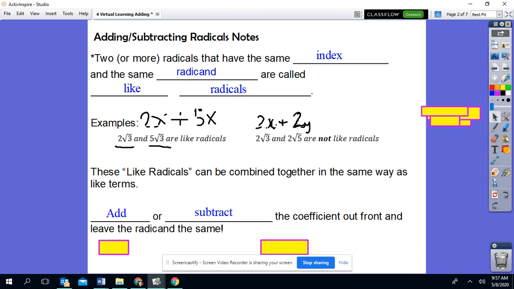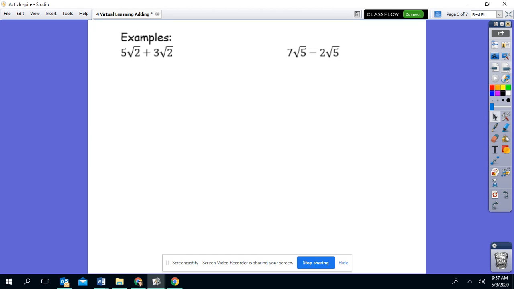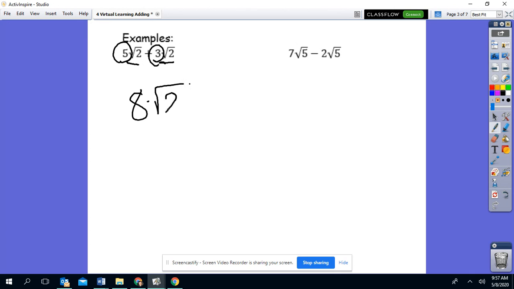So let's look at what these examples actually look like. Here are 2 really simple ones. We've got 5 times the square root of 2 plus 3 times the square root of 2. The square root of 2 is the same in each radical expression, so all we do is add the number out front. We're going to add the 5 and the 3. So we have 8 times the square root of 2. And that cannot be simplified. You can't take factors of that square root of 2 and break it down any further.